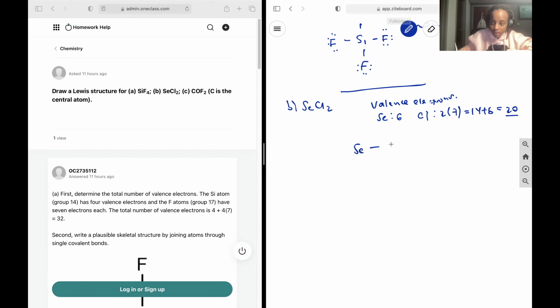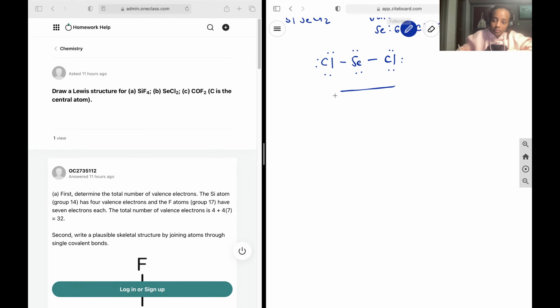So let's of course put Se in the middle. Add on any valence electrons that we can that are remaining. See if we have anything left over. Sorry, 2, 4, 6, 8, 10, 12, 14, 16, 18, 20. And this becomes our final answer. Next on, move on to the next one.